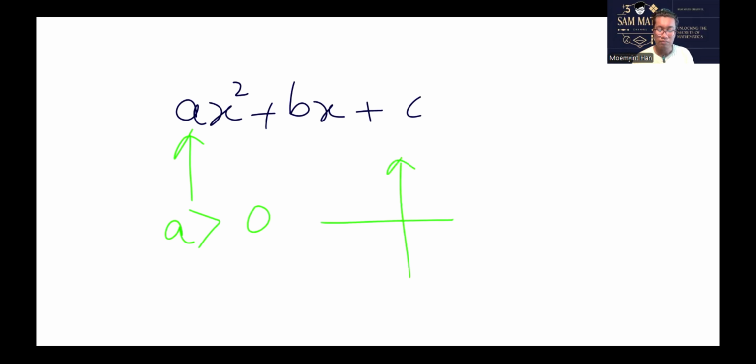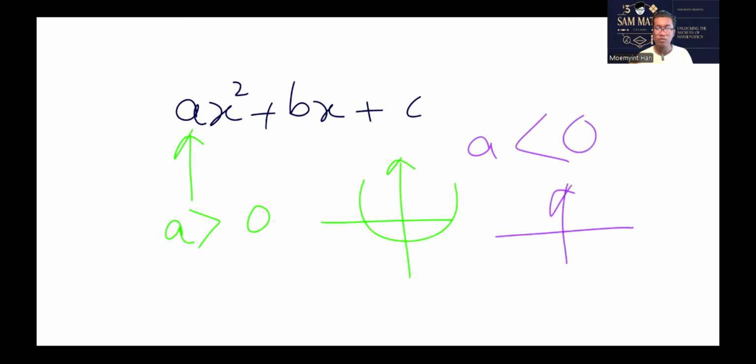If a is lesser than 0, so a negative number, the graph will turn out to be this shape. So what does b stand for? B stands for the direction of the vertex. If b is positive, the graph will go to the left side. If b is negative, the graph will go to the right side. I'm going to explain it even more later.